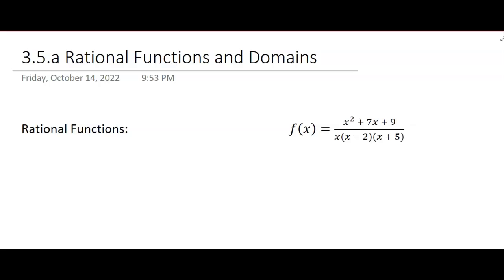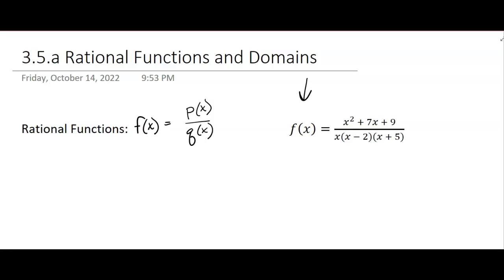So in 3.5, we're going to talk about rational functions, and in this video, we're also going to talk about their domains. Now, we've looked at rational expressions before and rational equations, so it might not be too shocking to you. Here's an example of a rational function right there. A rational function is some function, say f of x, where the numerator is a polynomial and the denominator is a polynomial. And that's all it means. You have one polynomial divided by another polynomial.